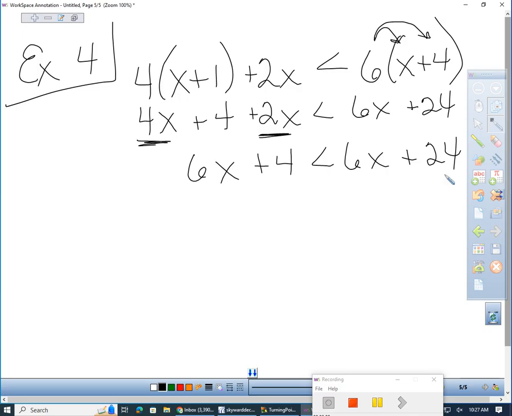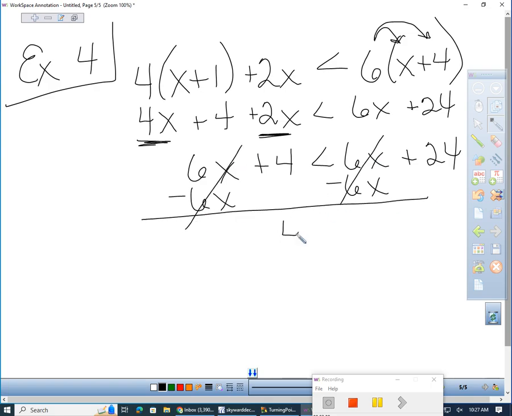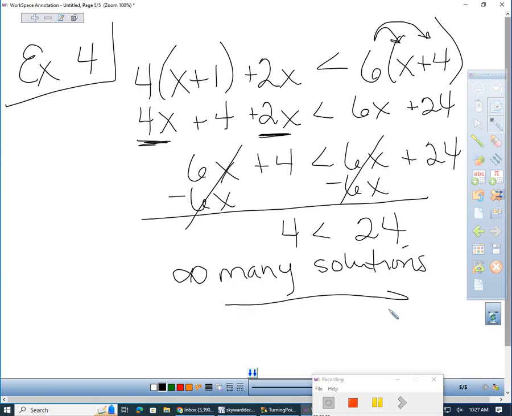I'm going to move my variable term to the left. I'm going to subtract 6x from both sides. My x's drop out. I get 4 is less than 24. Is that true? Yes, it is. So this is infinitely many solutions. We would graph the entire number line, and our interval notation would be from negative infinity to positive infinity. Because my arrows go both ways, right? It covers everything, yes. And because nothing can equal negative or positive infinity, you can't have the bracket.